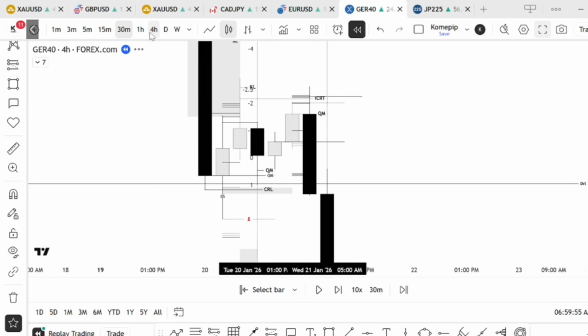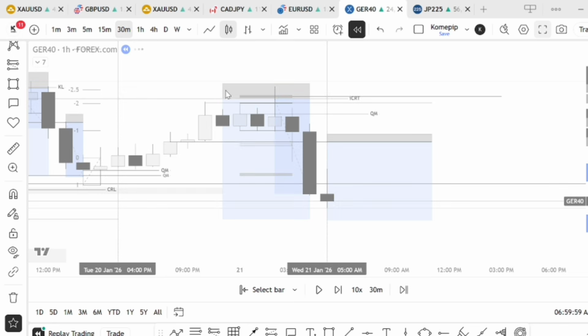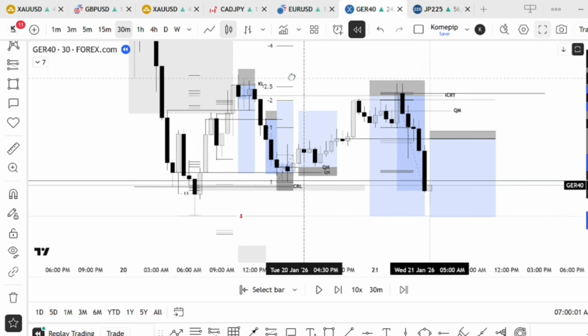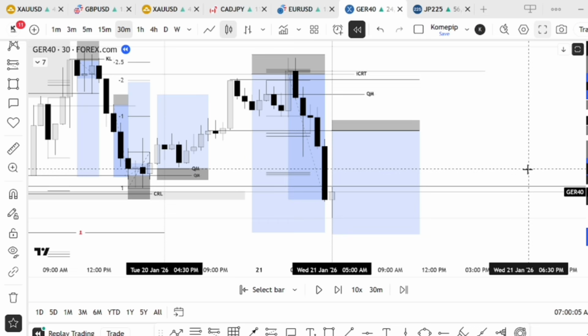So what do we do? We'll go to either 1 hour or 30 minutes because that's from 4 hours. That's the time frame alignment. So 1 hour is the X2 time frame, the 30 minutes is the X3 time frame for 4 hours.